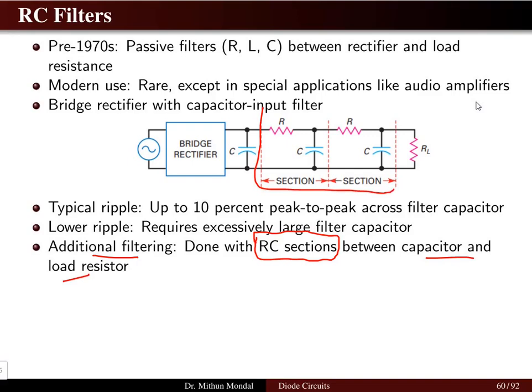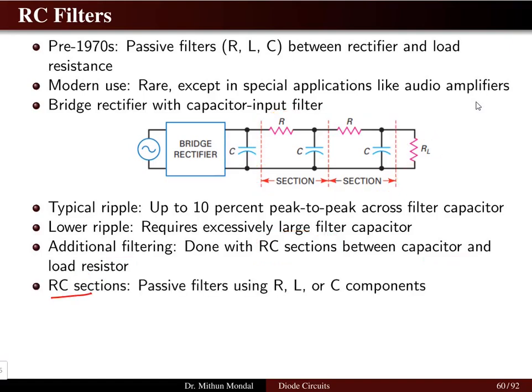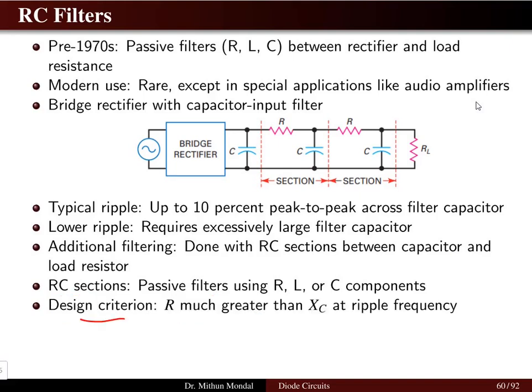Whatever RC filter sections we use are connected between the capacitor filter and the resistive load. RC sections are passive filters in the form of a combination of resistor and capacitor network. The design criterion is that the value of the resistor must be much greater than the capacitive reactance at the ripple frequency. The resistor unit is ohms, and the capacitor we have to convert into capacitive reactance in terms of the ripple frequency.